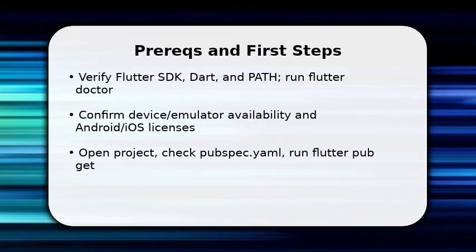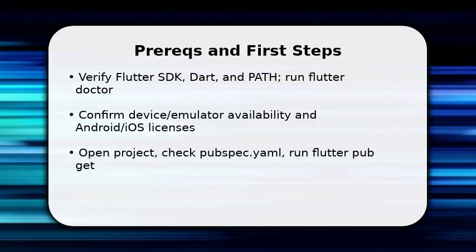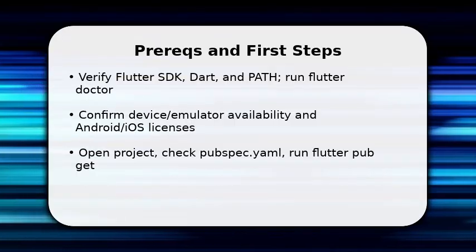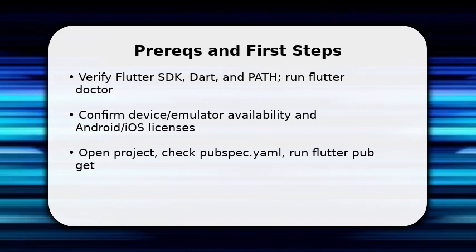Open your project and inspect pubspec.yaml for missing packages, then run flutter pub get to fetch dependencies. You do this now because dependency mismatches cause many runtime and build errors. Resolving them early prevents cascading failures as you proceed.